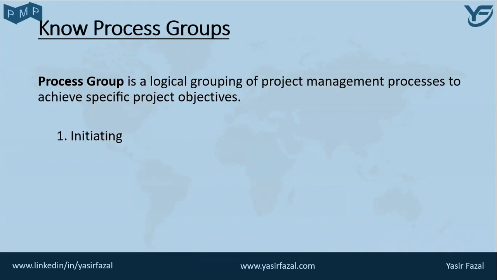First one is initiating process group. Those processes performed to define a new project or new phase of an existing project by obtaining authorization to start the project or phase. Next one is planning process group. Those processes required to establish the scope of the project, refine the objectives, and define the course of action required to attain the objectives that the project was undertaken to achieve fall into planning process group.